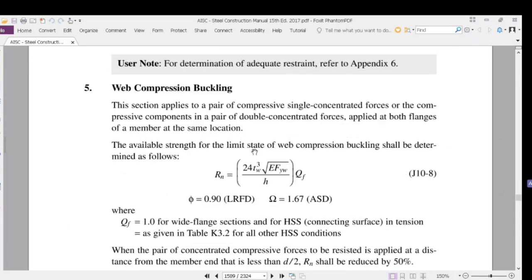The other check is web compression buckling. According to this check, the web compression buckling should be determined from expression J10-8, which is equal to 24 times thickness of web cube times square root of modulus of elasticity times the yield strength of the web divided by the depth of the web times the factor Qf. Qf again is equal to 1 for wide flange section and for the hollow square section in tension.